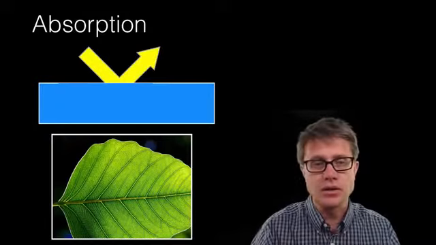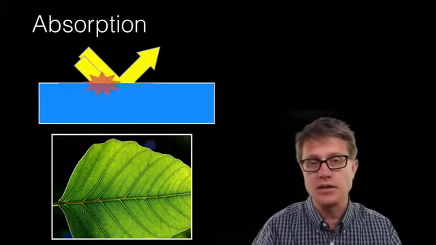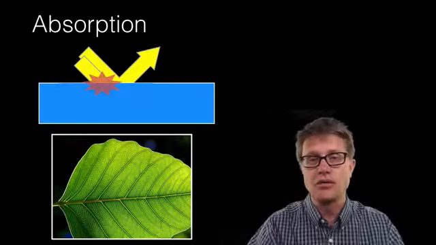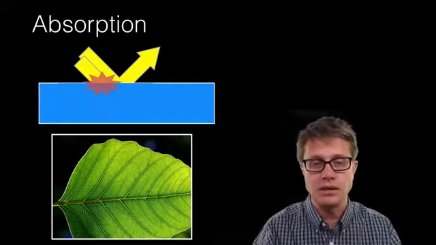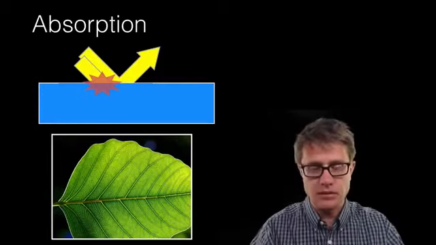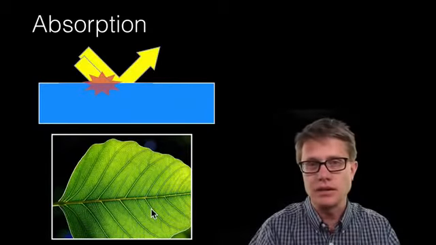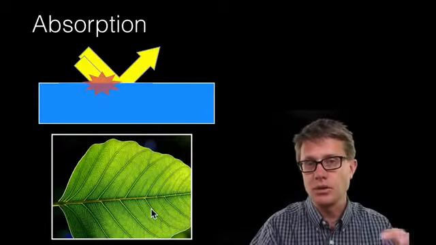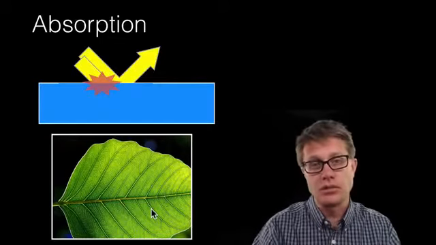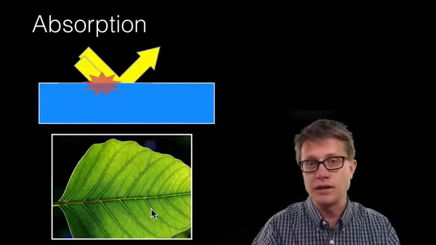Absorption is different. Absorption is when the light hits the surface and is converted into some other form of energy. Generally, it's going to be heat. And so if we were to look at this leaf, for example, what light is being reflected? It's going to be the green light. And so what light is going to be absorbed? It's going to be the red light and the blue light that's being absorbed.